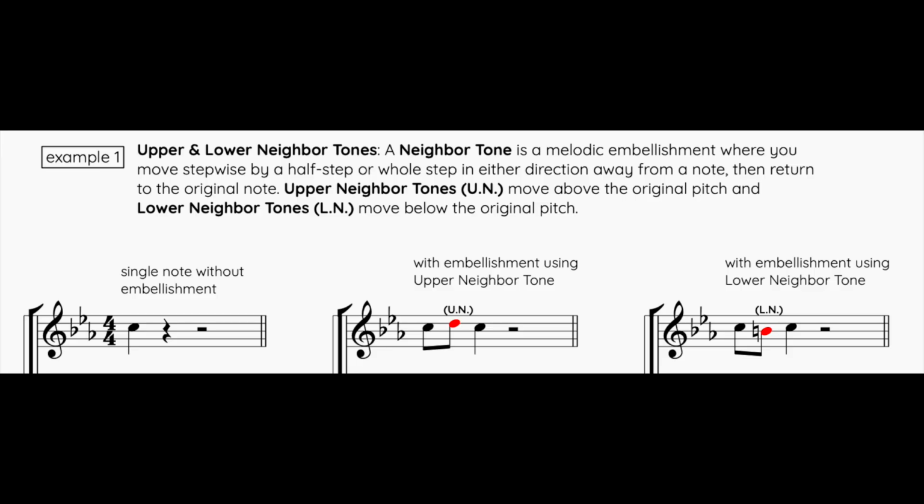Neighbor tones are a melodic embellishment that move either a half step or a whole step away from the original pitch and then return to the original pitch. If we move higher in pitch above the note, we're going to call that an upper neighbor tone, and if we move below the note, we're going to call that a lower neighbor tone. All right, so let's look at example 1. I'm going to play the pitch C without any embellishment, and then I'm going to play it with an upper neighbor tone, and then again with a lower neighbor tone.